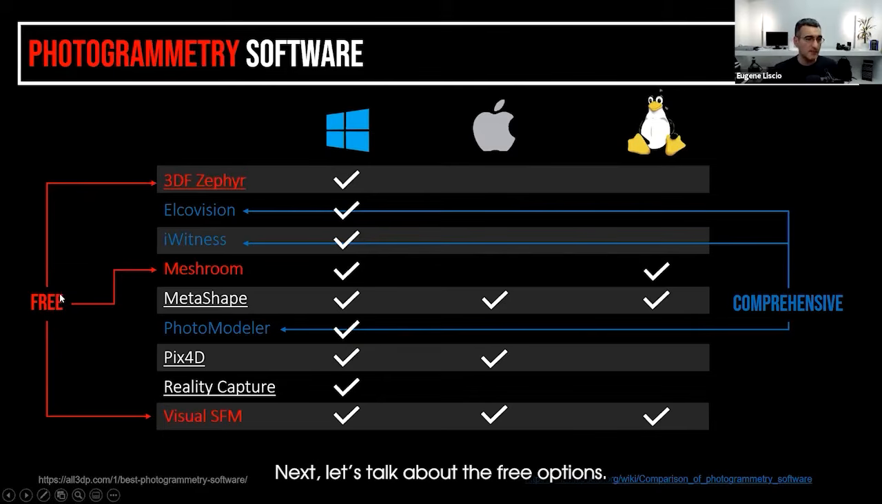Okay, next, let's talk about the free options. There are a bunch. I didn't list them all. There's a bunch out there right now. If you do some searches, you'll find stuff, but I'll give you three popular ones. One is Meshroom. One is called Visual SFM, and another one is 3D Zephyr. Now, 3D Zephyr is paid for, but I'll come back to that after, but they have a free version. Meshroom is completely free. You can download it and use it.